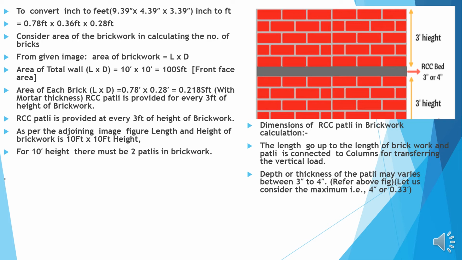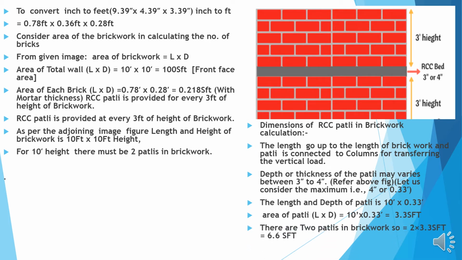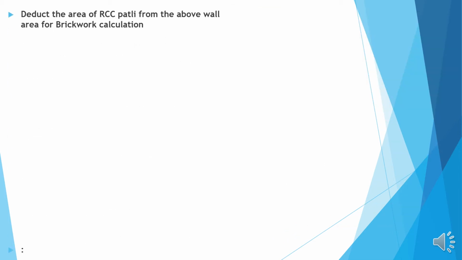Refer to the figure. Let us consider a maximum of 4 inches, that is 0.33 feet. The length and depth of the partly is 10 feet by 0.33. Area of partly is equal to length into depth, 10 feet by 0.33 feet, that is 3.3 square feet. There are 2 partleys in the brickwork, so 2 into 3.3 square feet makes 6.6.